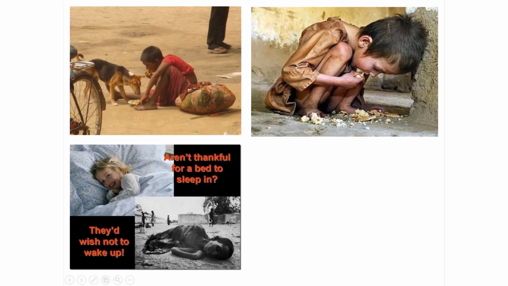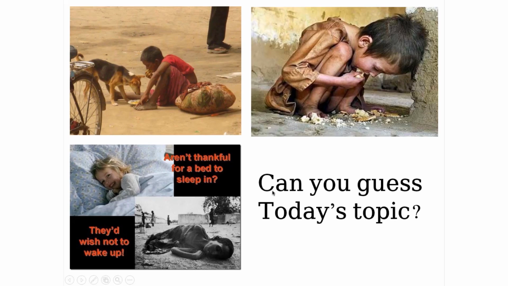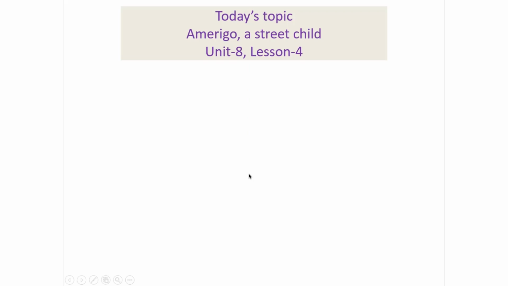Okay, we can see also another picture. There are three pictures. Can you guess today's topic? Yes, the pictures are really pathetic, and we feel sad to see these pictures because the children are struggling here for food and the children are struggling to live. Here is the difference between a happy child and a child nearly dying. So today's topic is Amerigo, a street child.